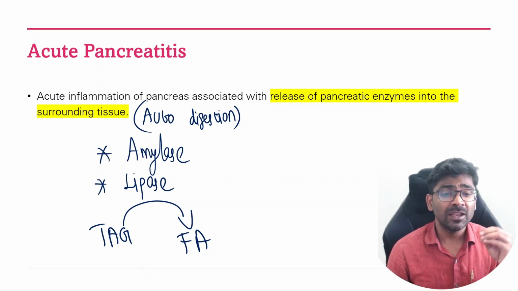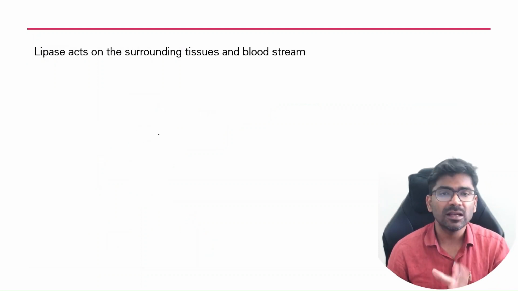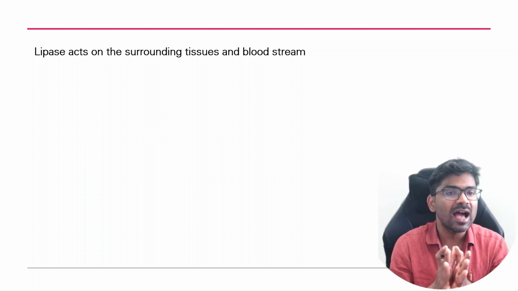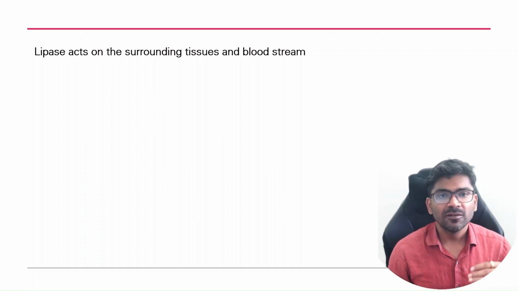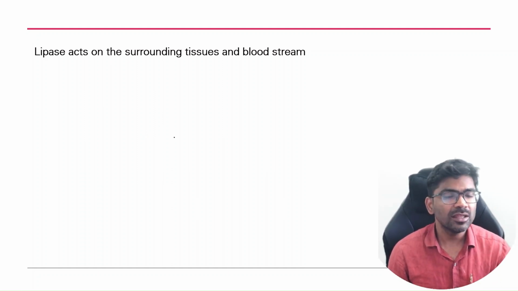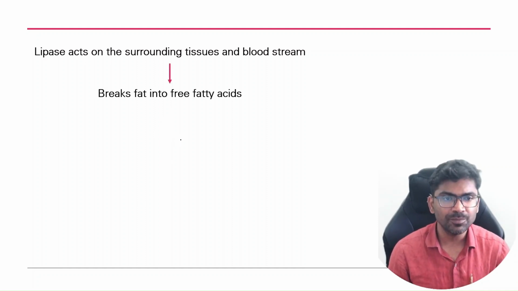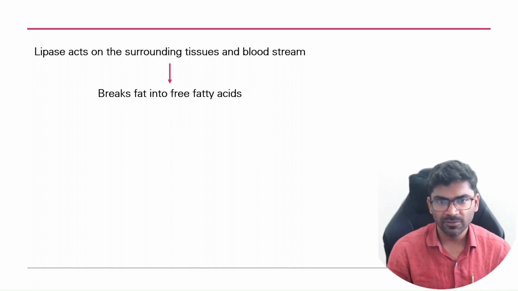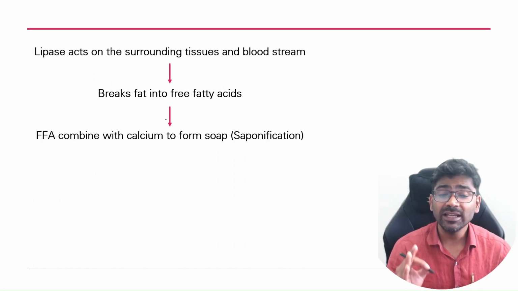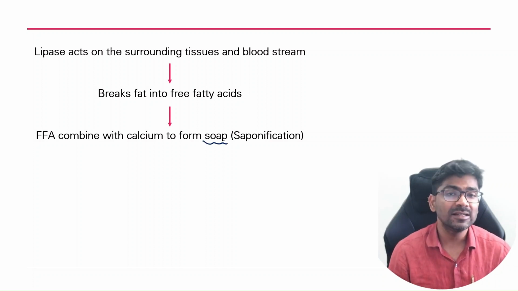What happens when lipase is released into the blood as well as surrounding tissue? First, let us look at the case of blood. There is a lot of lipase released into the bloodstream. So this breaks triglycerides into free fatty acids. So lot of fatty acids. These fatty acids combine with ionized calcium which is present in the blood to form soap, calcium soap.